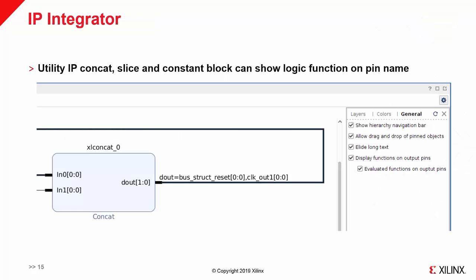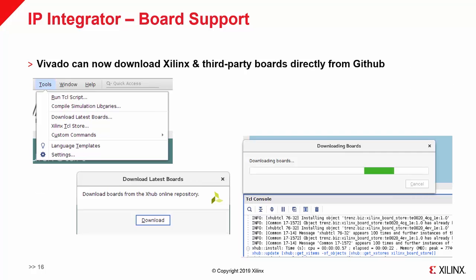There are a few IPI improvements worth noting in this release. First, we've added an option to annotate the functionality of the slice, the concat, and the constant blocks to the canvas. This eliminates the need to recustomize the IP to understand their function. Behind the BD settings gear, you will see the options to enable, disable, and evaluate the annotations to the canvas. In 2019.1, we're also introducing GUI support for the board store. You can download the latest third-party boards for use in Vivado with a single click of a button. This feature is accessible from the Tools menu or while choosing a board in the new Project Wizard.